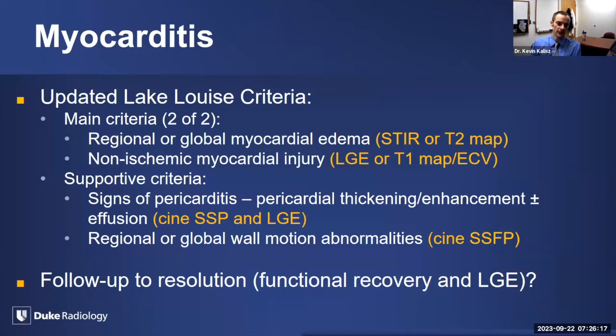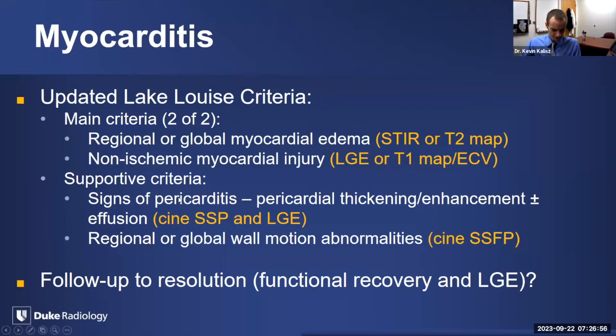So in terms of myocarditis, you may have heard of Lake Louise criteria, which has been relatively recently updated. I prefer the updated Lake Louise criteria. It's a little bit simpler, and I think it incorporates some of the more contemporary sequences that we're typically using. Basically what we're looking for here, two main criteria. Evidence of myocardial edema, whether regional, and it typically is regional, but it can be global, however you want to assess that, either on dark blood STIR images or T2 maps. And then evidence of non-ischemic myocardial injury. That is typically done using LGE, but if you can't give contrast, you can potentially do T1 maps as well.